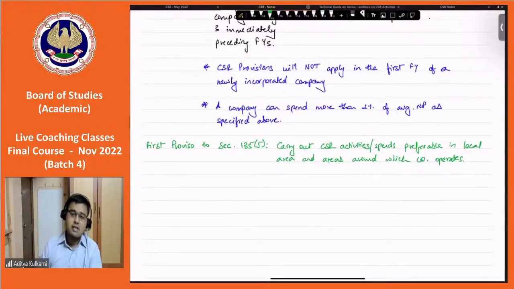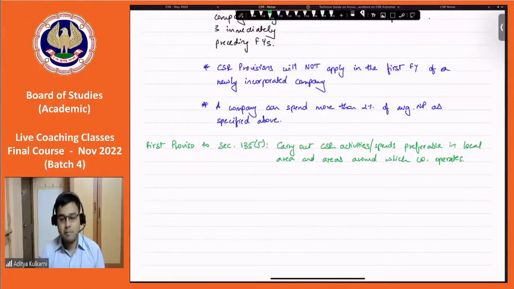So that the children can be in the schools when their parents are working in the factory. You could do a midday meal program for these children so that their food and study needs are taken care of by the company. So work around in the area where the company operates as a first preference. Acha, iske alawa bhi, if you want to do something, you are free to do it.